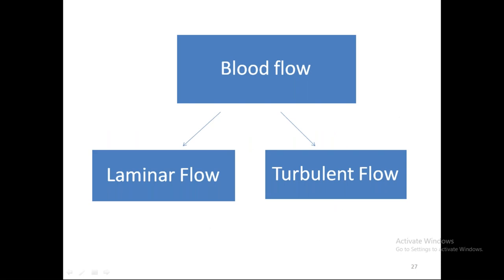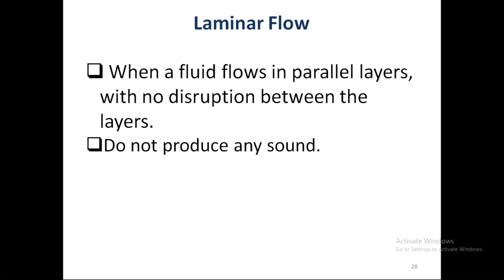Now, blood flow is of two types, laminar flow and turbulent flow. The laminar flow, also known as streamline flow, is when fluid flows in parallel layers with no disruption between the layers. It flows in streamlines with each layer remaining the same distance from the vessel wall. It does not produce any sound.